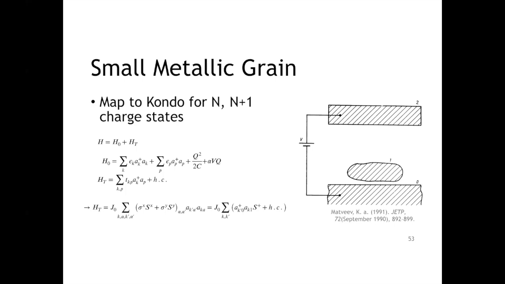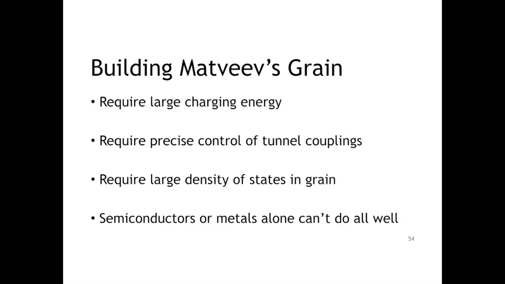I'm not going to go through it in detail, but notice this is 3 decades ago, and after some early efforts, not much happened experimentally. Why was it hard to do it experimentally? Well, you have some pretty stringent requirements. You want a large charging energy, which means it needs to be a small site, but you also want a large density of states in the grain. So it's hard to do this with a semiconductor.